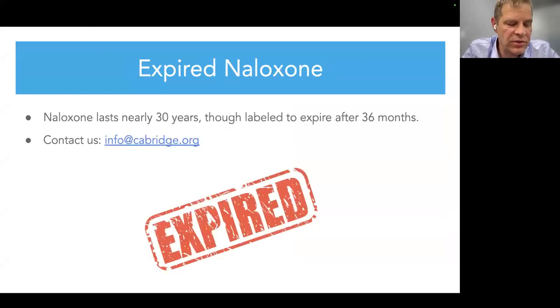Expired naloxone is a question that also comes up a lot. It lasts nearly 30 years. There are great studies where they analyzed naloxone kits that had been sitting in less than ideal conditions, basically riding around in cop cars and ambulance rigs for 30 years, and they were still active.